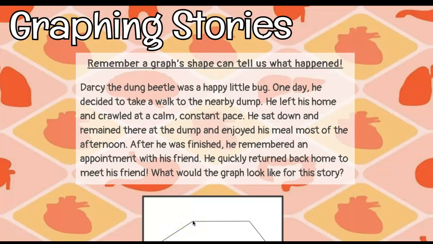He sat down and remained at the dump and enjoyed his meal most of the day. So that's why we see this flat line. He stopped, he's not moving, he's sitting down, he's eating, right? After he finished, he remembered an appointment with his friend, so he quickly returned back home. So you see this line is much steeper than that line was. So this was his slow constant speed. This is a faster constant speed.